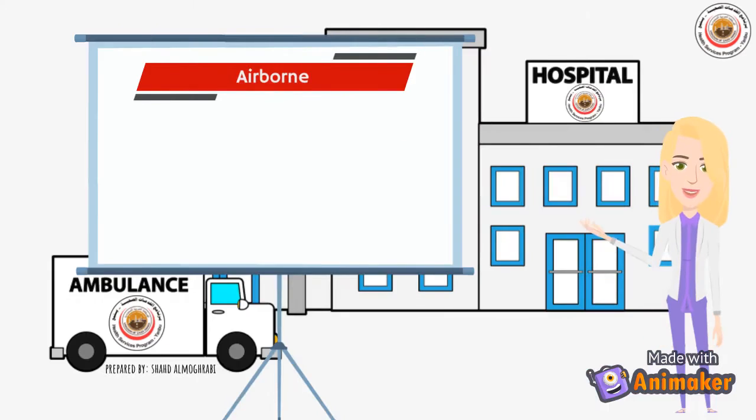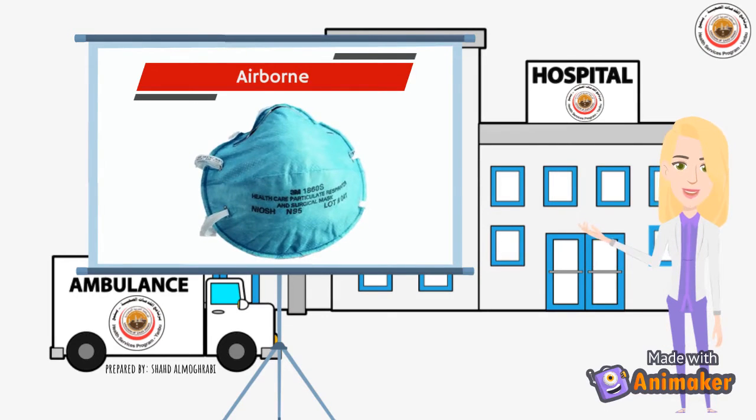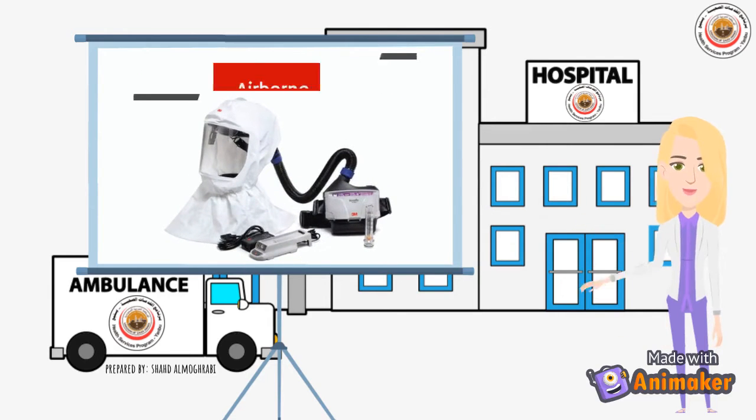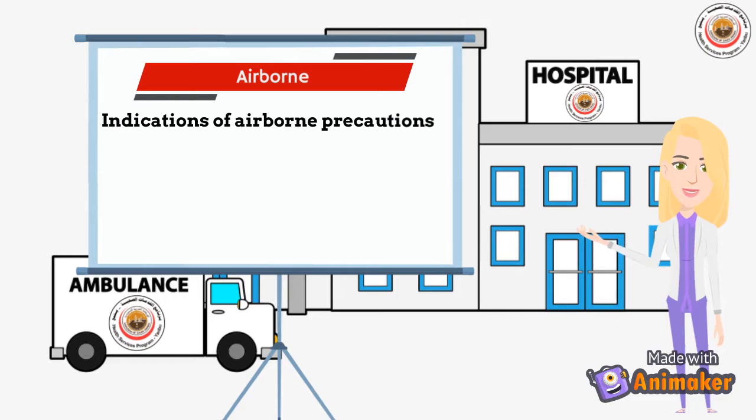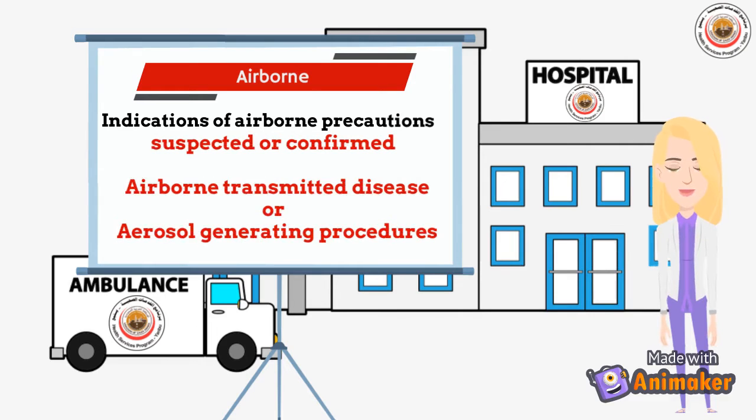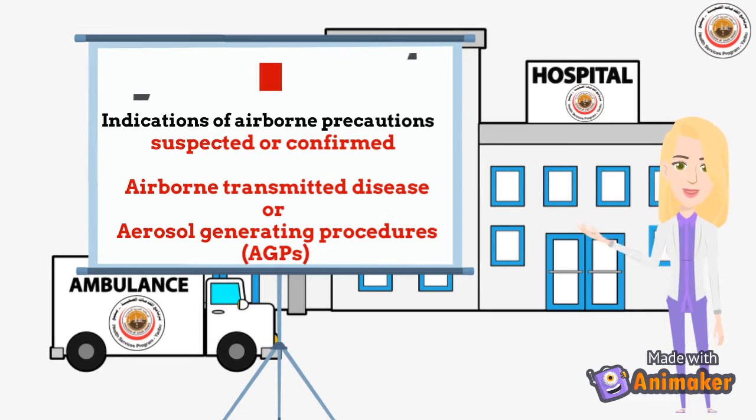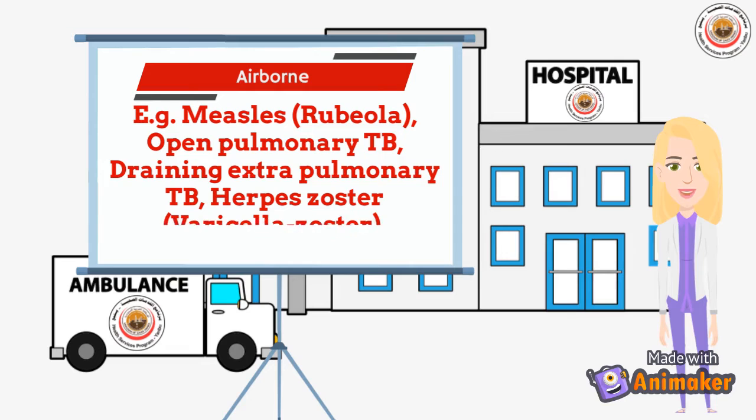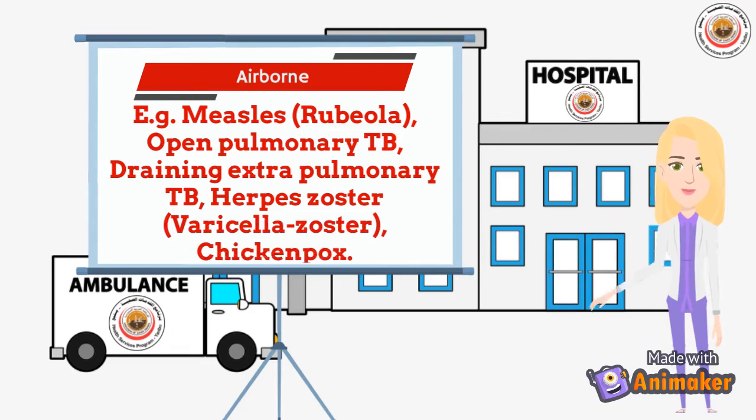PPE for airborne precautions is high-efficiency respirator mask, or PPERS. Other PPE if needed. Indications of airborne precautions: care of suspected or confirmed patient with airborne transmitted disease, or aerosol-generating procedures, for example, measles, open pulmonary TB, draining extrapulmonary TB, herpes zoster, chickenpox.